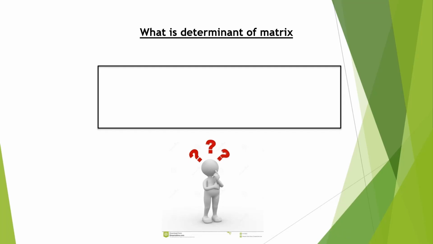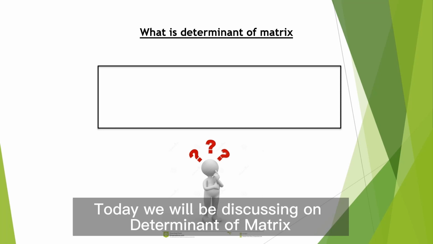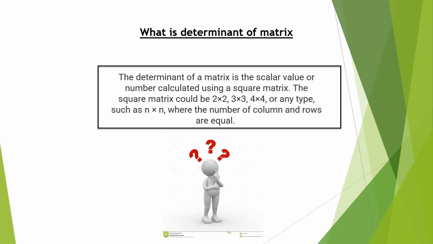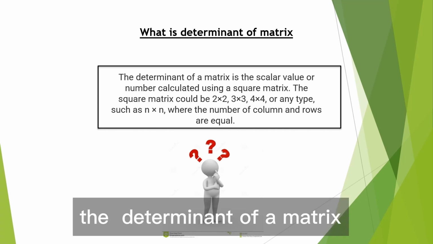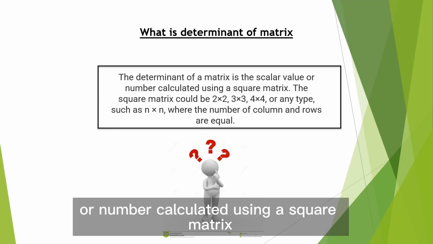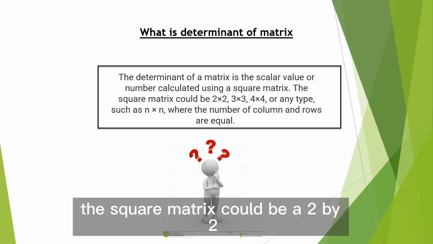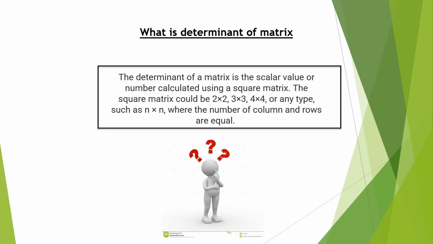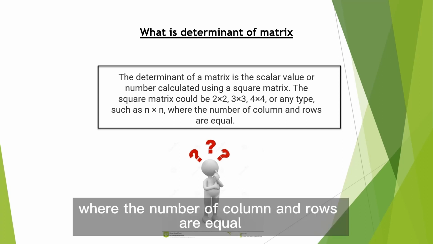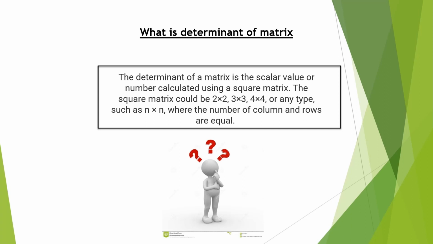Hello everyone. Today we will be discussing the determinant of a matrix. Before that, what do we know about the determinant of a matrix? The determinant of a matrix is a scalar value or number calculated using a square matrix. The square matrix could be 2 by 2, 3 by 3, 4 by 4, or any n times n, where the number of columns and rows are equal.